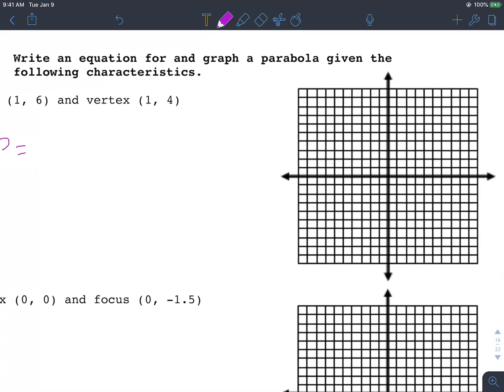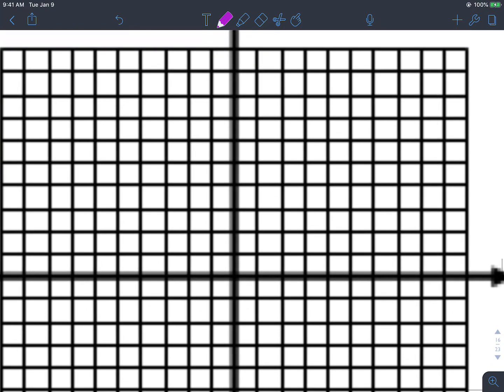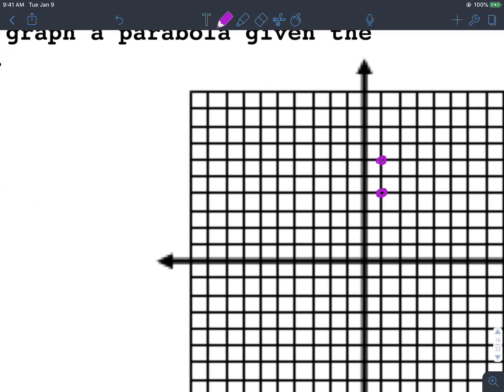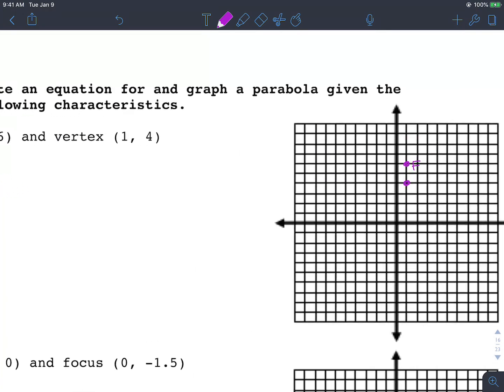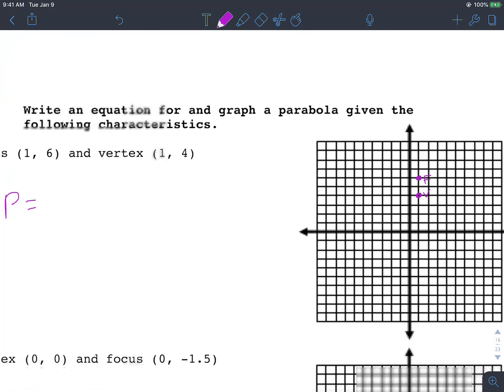So let's go ahead and plot them here. So we got 1 comma 6 and 1 comma 4. So 1 comma 6, if I'm counting that right, that'd be right there, and then 1 comma 4. And I'm going to label one with an F for the focus, and then I'm going to label the other one V for the vertex, and that way I kind of know which way this thing opens here.